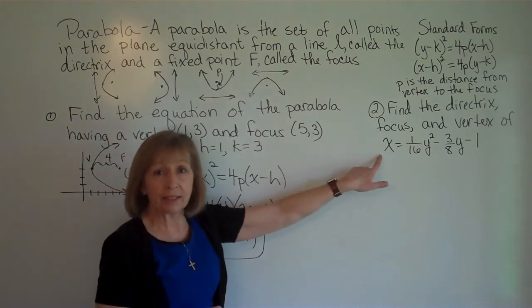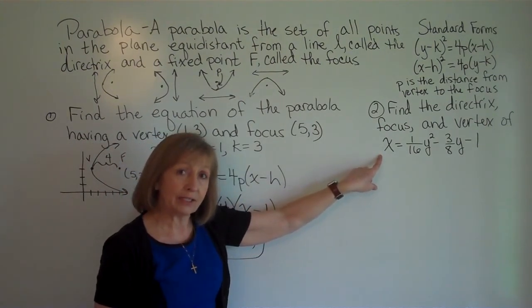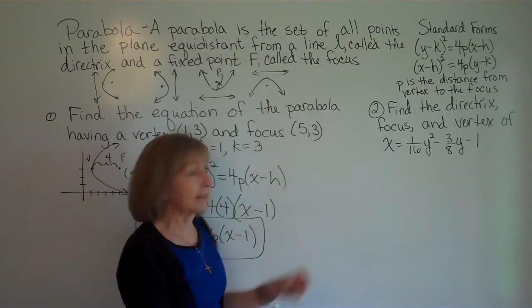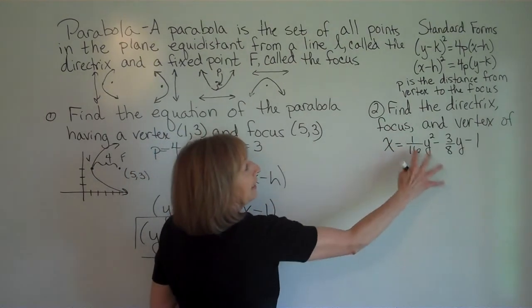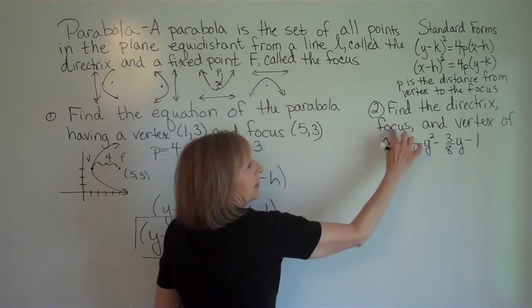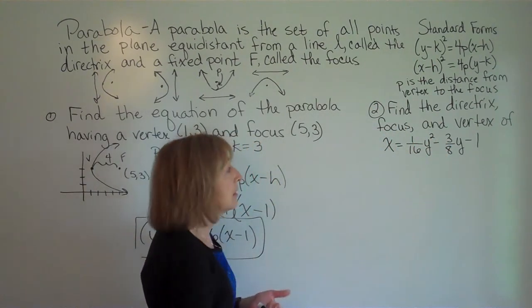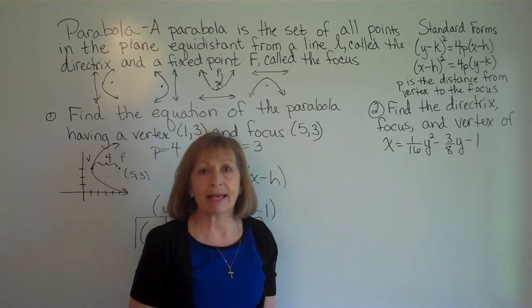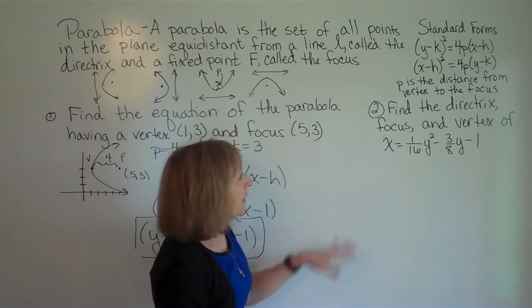Now let's look at the next one. Here they give me the equation and I want to find the directrix, focus, and vertex. Now I need to write it in one of these forms, and my y is the variable that's squared, x is to the first power, and when one of the variables is squared and the other one's to the first power, that's when you know you have a parabola.